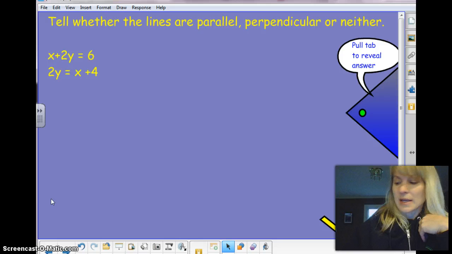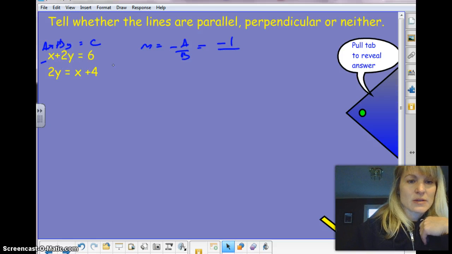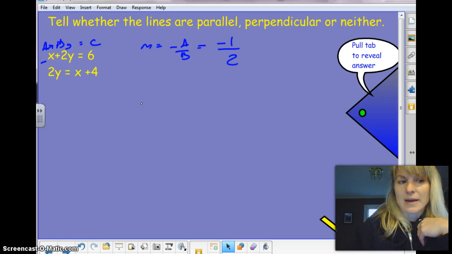So again, this is in standard form, ax plus by equals c. So again, I can do my m equals negative a over b. I know a is here, which is 1, so that makes it a negative 1. And then b is 2. So I know the slope of that is negative a half.